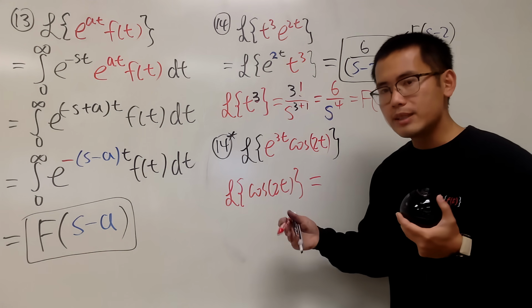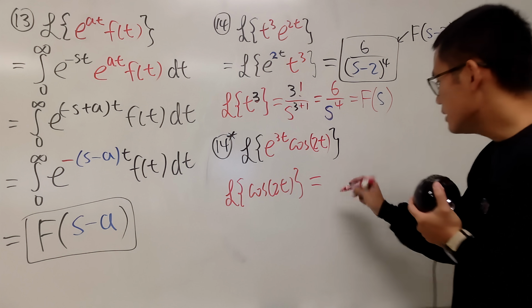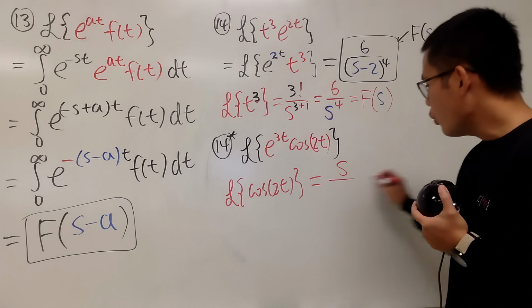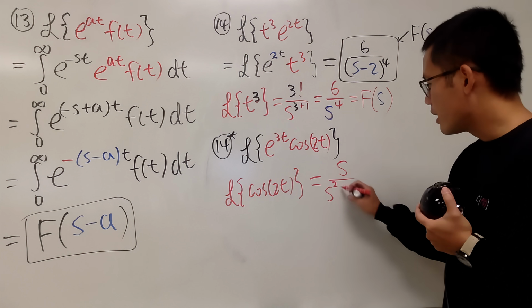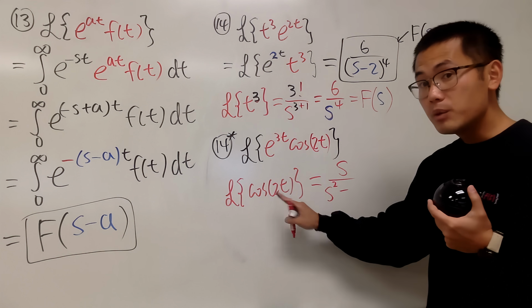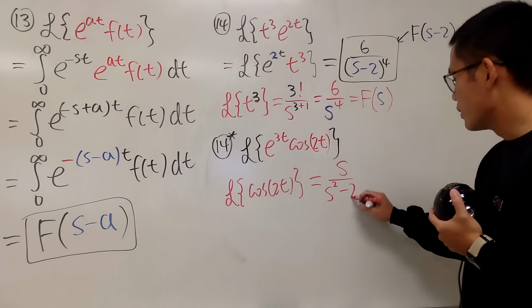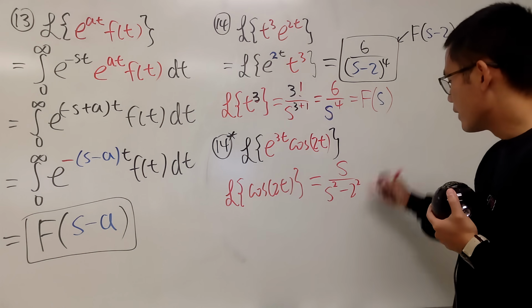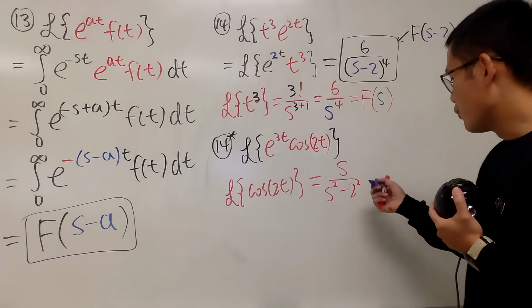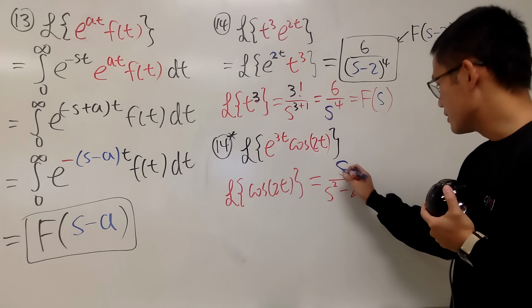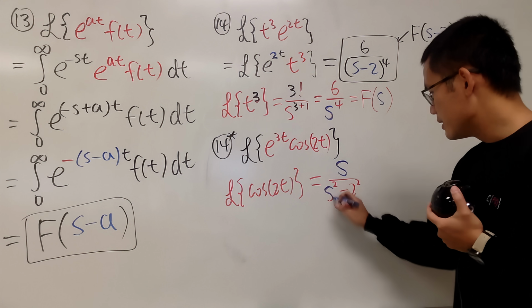And remember, cosine is the one that has the s on the top. So this is equal to s on the top over s squared minus b, which is 2, right? So you have 2 squared, like this. So that's pretty much it. 2 squared is 4, but I'm not going to write it down because this is not the final answer. Anyway, here is the s.